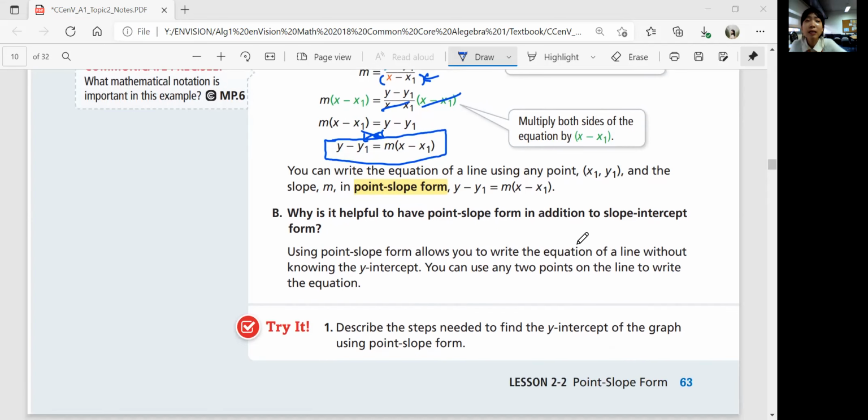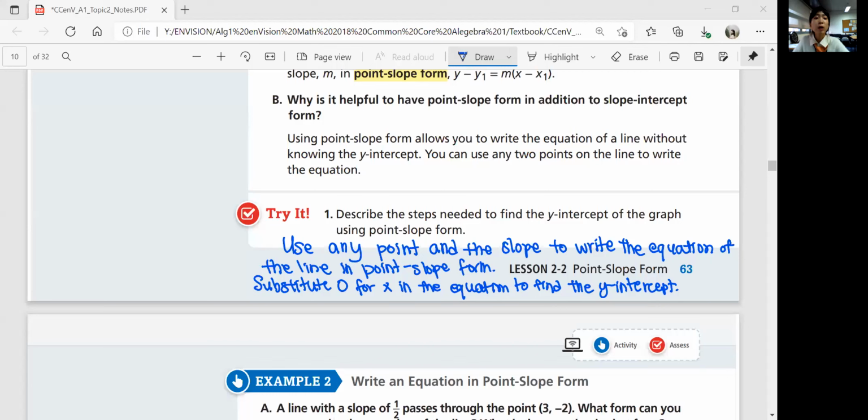Describe the steps needed to find the y-intercept of the graph using point slope form. Okay, think about it for a moment. Look at example 1 and describe the steps. Okay, looking at example 1, you're going to use any point and the slope to write the equation of the line in point slope form. You're going to substitute 0 for x in the equation to find the y-intercept if you want to.